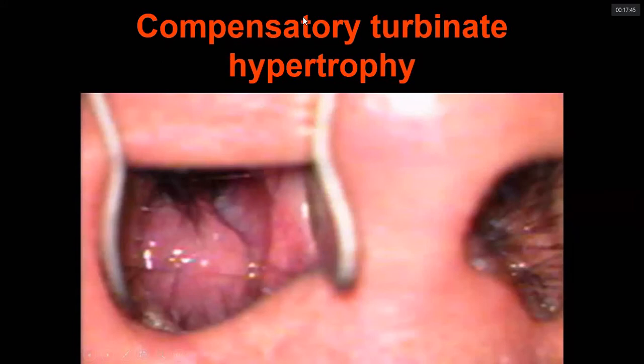Now, this is what I meant by compensatory turbinate hypertrophy, okay? So when there is the DNS on one side, the other turbinate is hypertrophied. So this is not the septum, okay? The septum is up to here, and this is the inferior turbinate. And see, the inferior turbinate has grown out in size, and it is nearly filling the nasal cavity, thus obstructing the airflow.